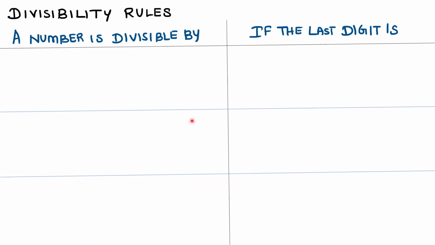A number is divisible by 2 if the last digit is either 0, 2, 4, 6 or 8. Any one of these digits should be present in the last digit, which means the ones place of the number should be 0, 2, 4, 6 or 8. We take an example.